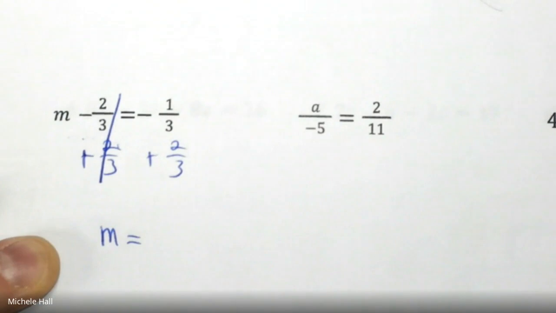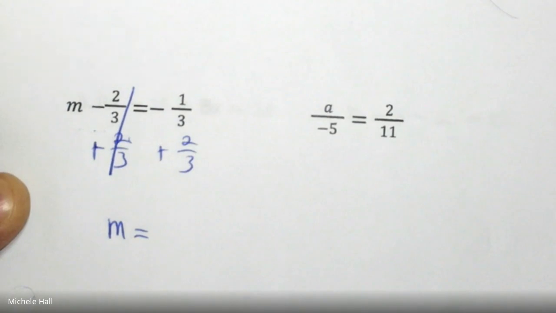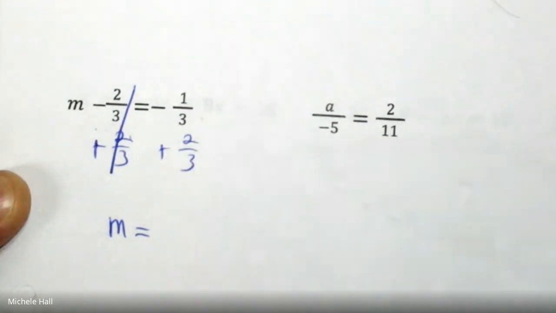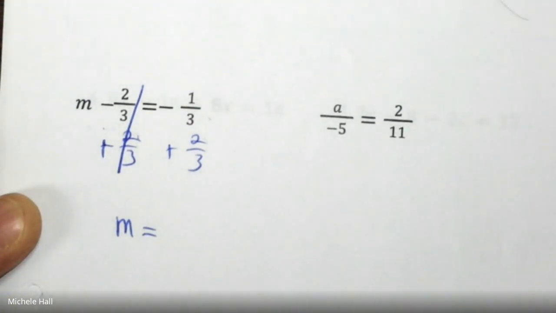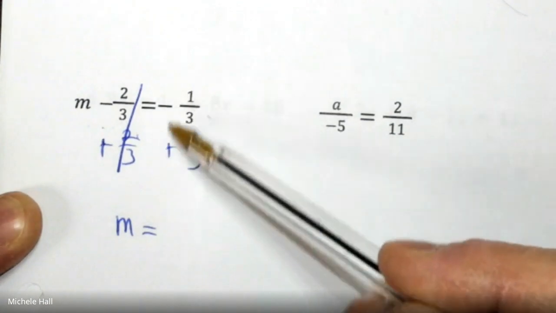What's the rule for adding and subtracting fractions? You're not sure? You take your tab, boom, flip to it. What is the rule for adding and subtracting fractions? Got a nice big star next to it. You need a common denominator. Do we have a common denominator? Okay, so we don't need to worry about that. What are the signs? Same signs or different signs? Different signs. What do we do when it's different signs?